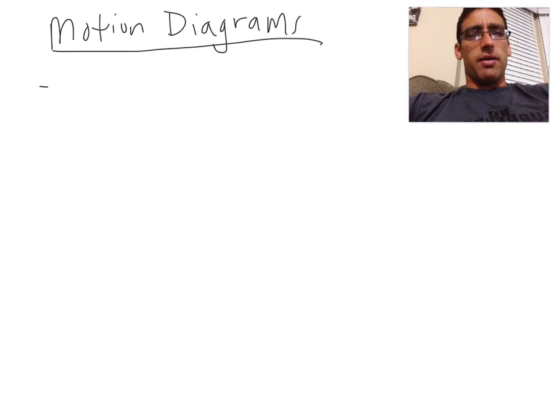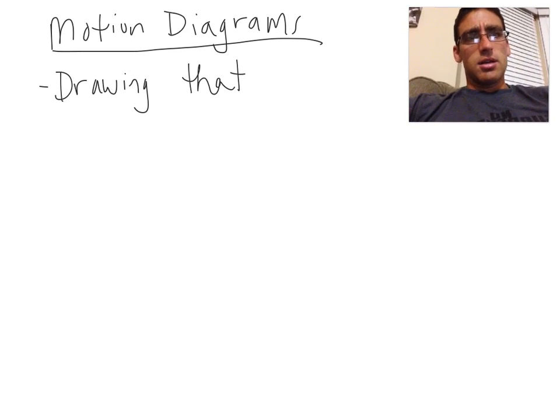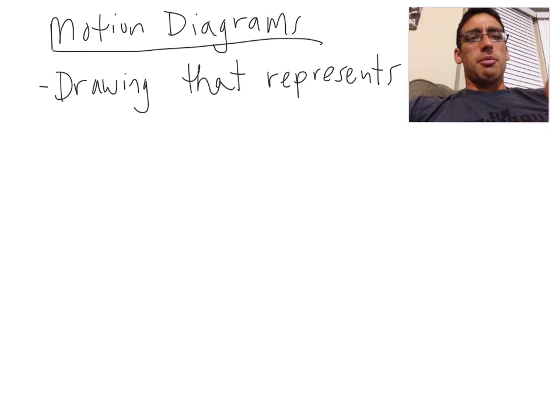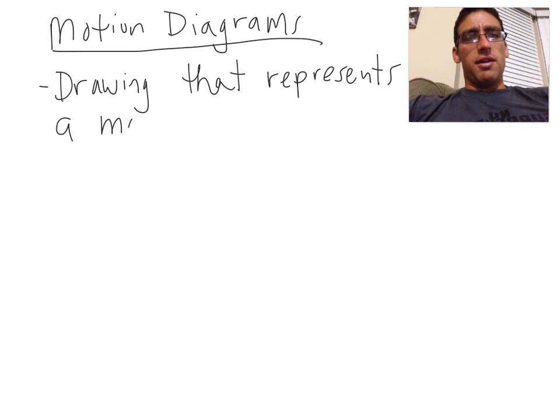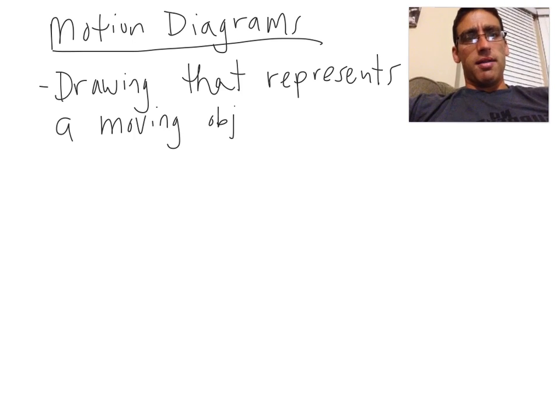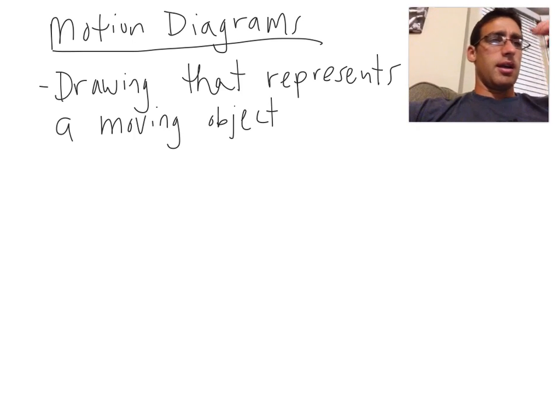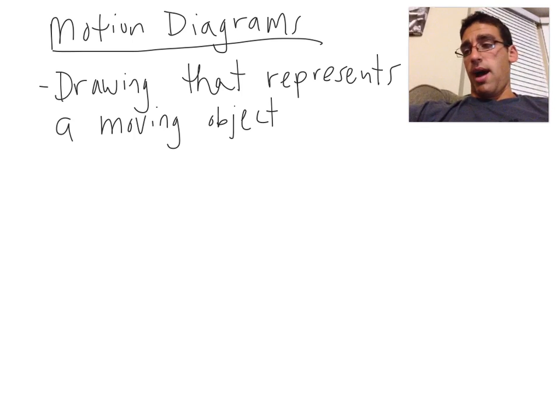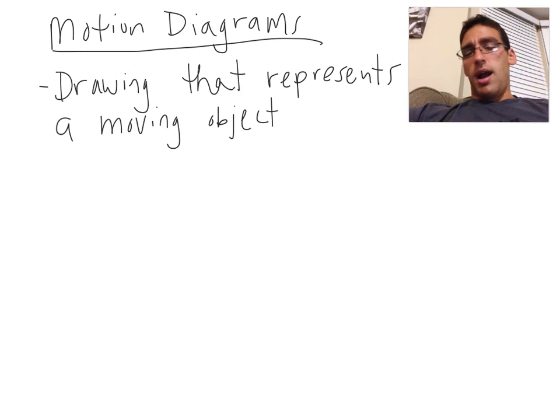Okay, a motion diagram is a drawing that represents a moving object. And I apologize about my handwriting. I'm still trying to get good at this new app. All right, so a drawing that represents a moving object.